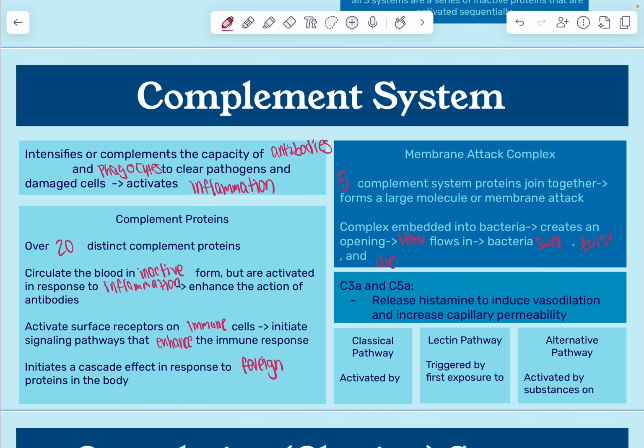C3a and C5a are anaphylatoxins, and they release histamine to induce vasodilation and to increase capillary permeability. There are 3 pathways that are part of this system.